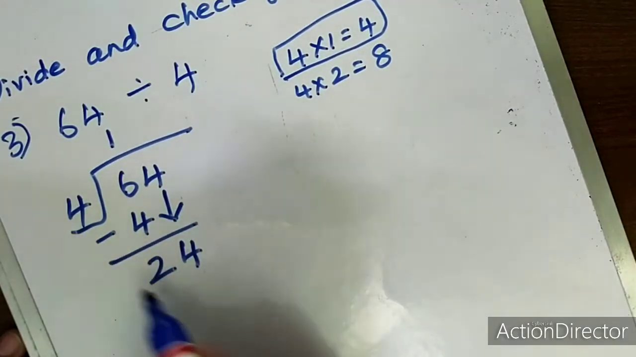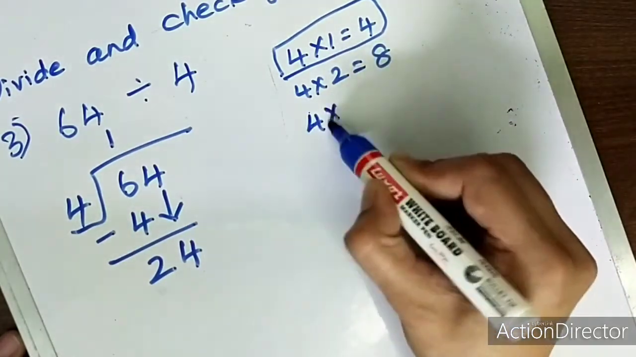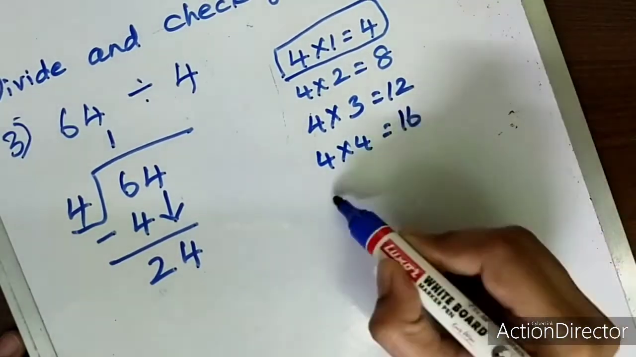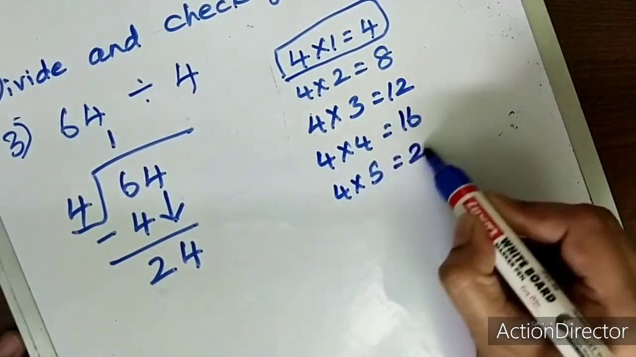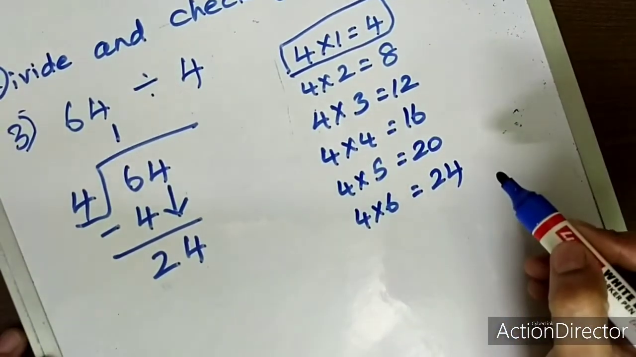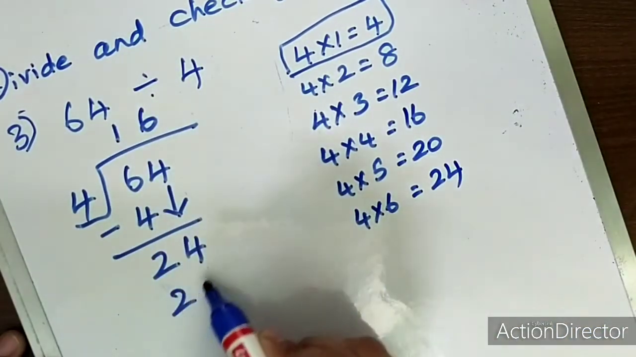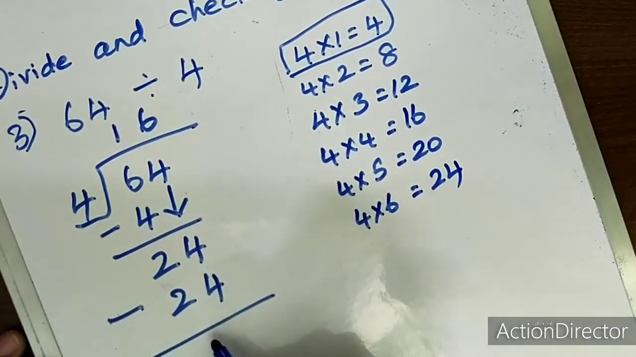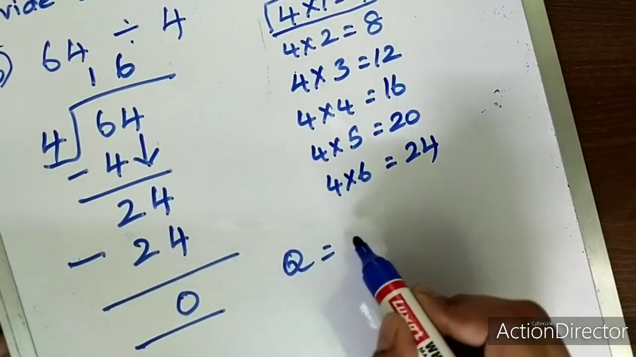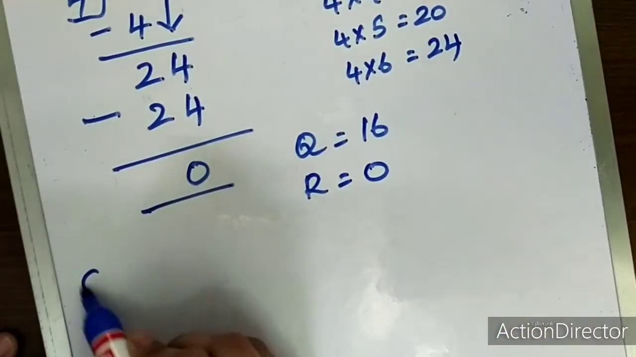Now bring down this 4. Okay, now 4 tables 24 will come. Let's see, 4 ones are 4, 4 twos are 8, 4 threes are 12, 4 fours are 16, 4 fives are 20, 4 sixes are 24. So 4 tables, how many times? 6 times, 24. Now subtract, 24 minus 24 is 0. Okay, now what is the quotient? Quotient is 16. Remainder is 0. We'll check the answer.